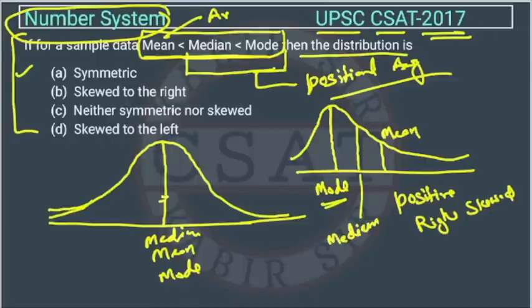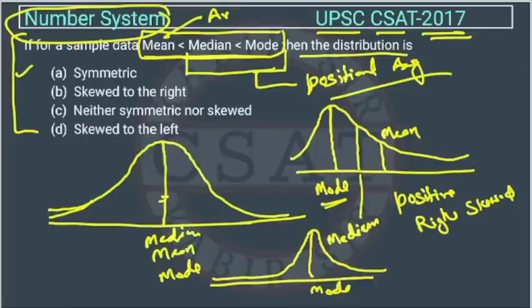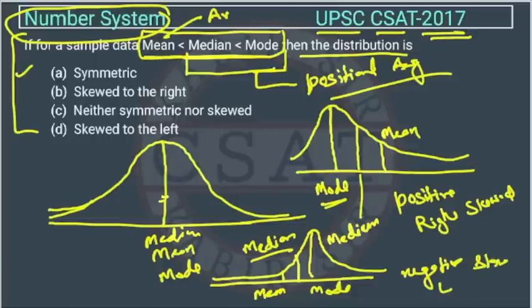And what will happen if the data is left skewed? The data will be tilted to this side, like this. So the mode will be here, the mean will be here, and in between there will be the median. So this will be the mode, this will be the median, and this will be the mean. This is called negative skewed, or left skewed, right?